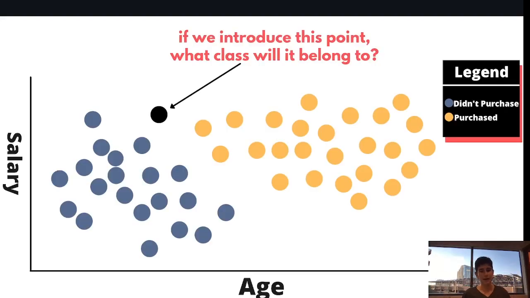So let's say we identified that the left group of data points were people that didn't purchase the iPhone, and the right group of data points were people who did purchase the iPhone. If we introduce this point, what class would this point belong to? Here's how k nearest neighbors is used.